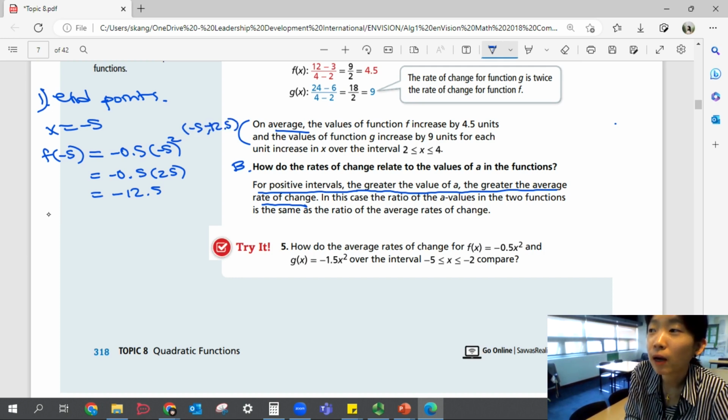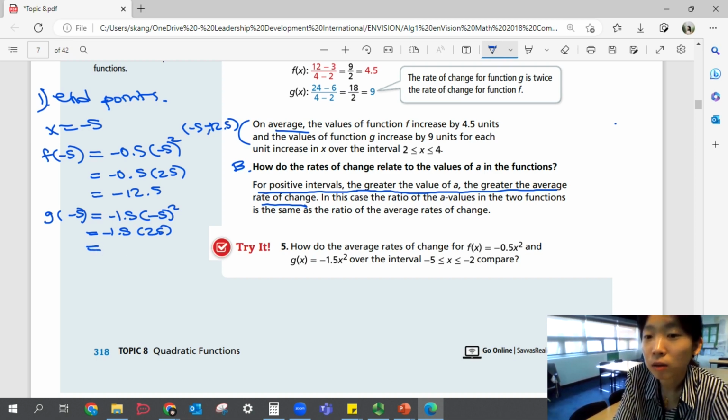Okay, what about g of x? g of negative 5 would be negative 1.5 times negative 5 squared, which is negative 1.5 times 25, which is negative 37.5. So your point for g of x would be negative 5 comma negative 37.5.